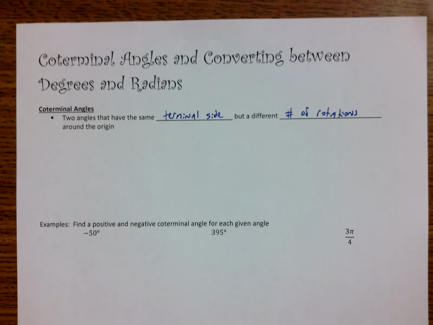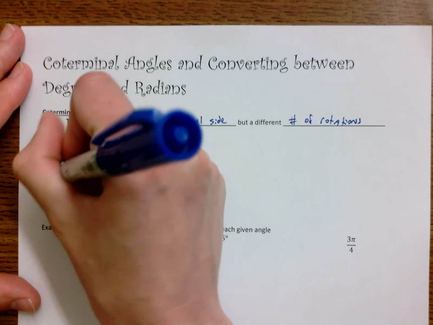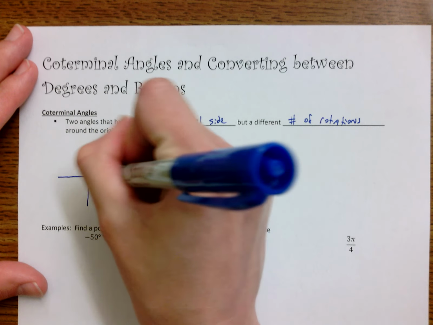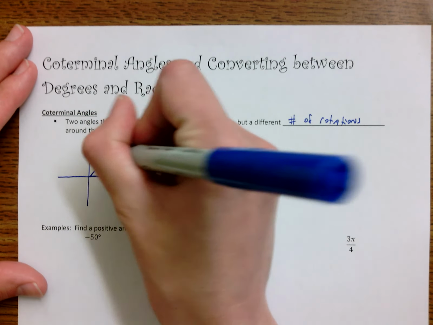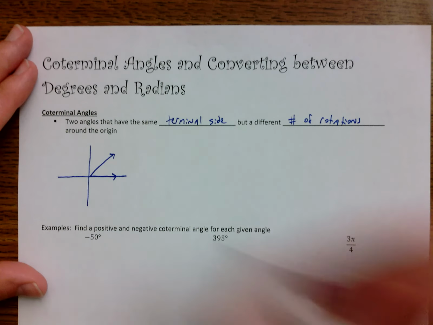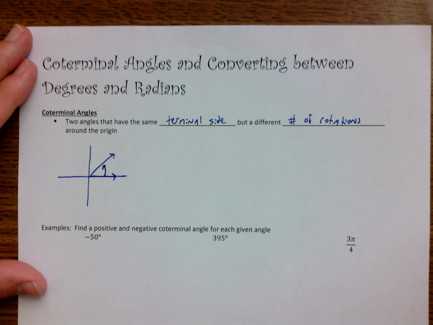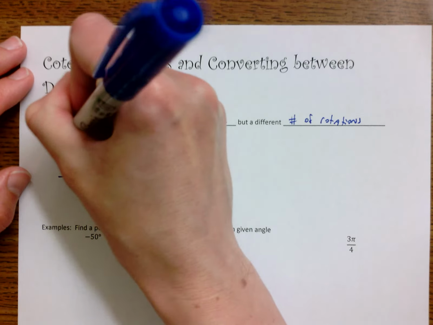So let's take a look at an example. So let's start with a 45-degree angle. Here's my initial side of the angle. And then the terminal side would be this side right here. And I draw my little arrow to show that I've gone just a little bit of the way around the circle. Okay, so this is a 45-degree angle.